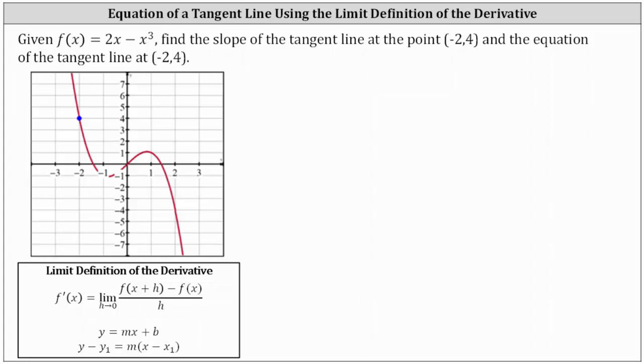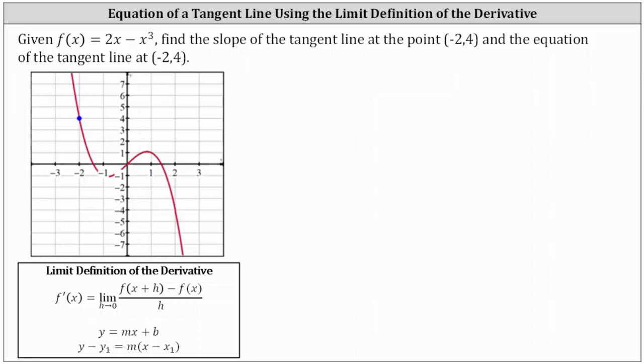Given f of x equals 2x minus x cubed, we're asked to find the slope of the tangent line at the point -2, 4, and the equation of the tangent line at the same point. To do this, we'll first find the derivative function using the limit definition of the derivative shown below, and then to find the slope of the tangent line at the point -2, 4, we need to evaluate the derivative function at x equals -2, and then once we have the slope of the tangent line, we can find the equation of the tangent line using the slope as well as the given point -2, 4.